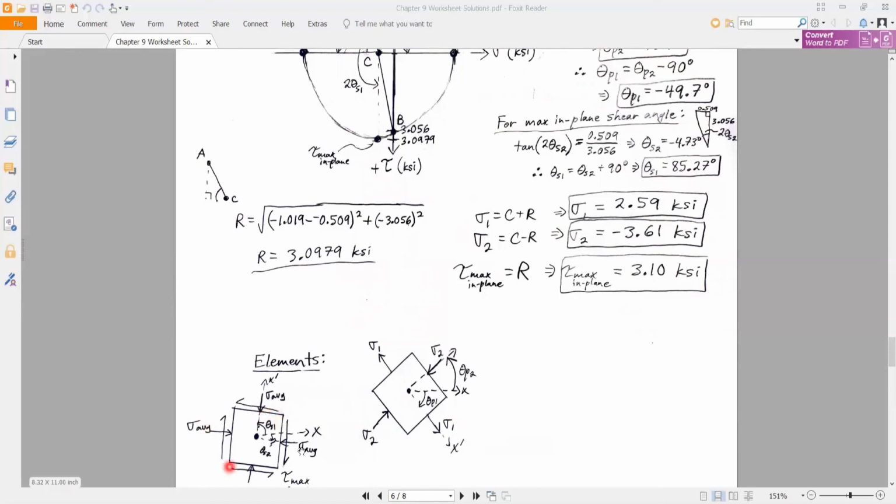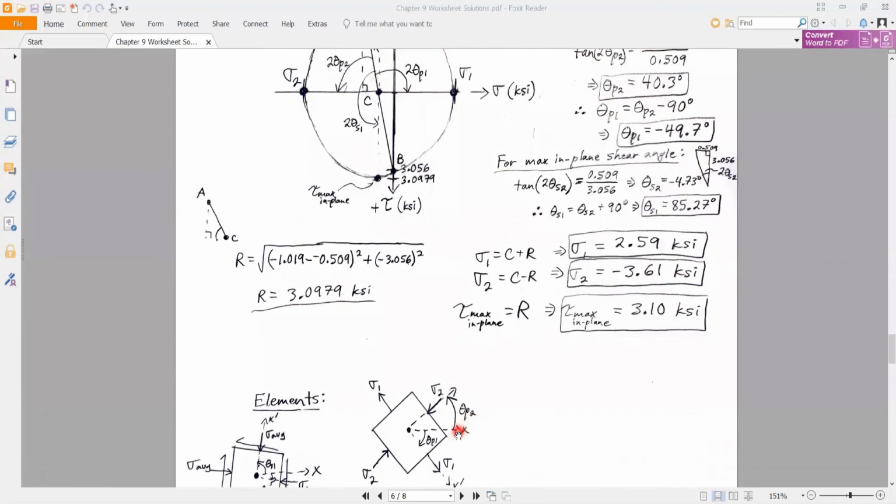So this is our max in-plane shear element. This is our principal stress element. On our principal element, we only have our normal stresses, sigma 1, sigma 2. If we're rotating from our x-axis to where we have sigma 2, which is rotating theta P2, then our x prime is going to be at sigma 2. If we go a further 90 degrees in either direction, we're going to be over at sigma 1. Okay, you can keep going around too. Another 90 degrees, it's going to take you 180 degrees on the circle. That takes you back to sigma 2.